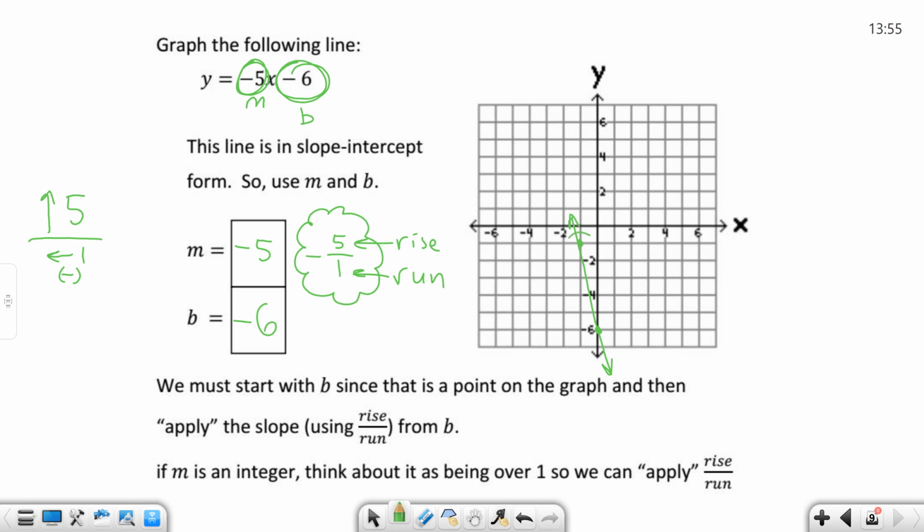And I want you to notice, this point is not on the x-axis, right? So that is not an x-intercept. I have an x-intercept. It's somewhere in here. I just don't know what it is. I didn't find it. When you're in this form, the best thing to do is to use m, the slope, and b, the y-intercept. You've always got to start with the y-intercept because that's a point on the graph. And from there, you can apply the slope. If your slope happens to be an integer, like we did 4 and negative 5, then we would put it over 1 so we can think about rise over run.